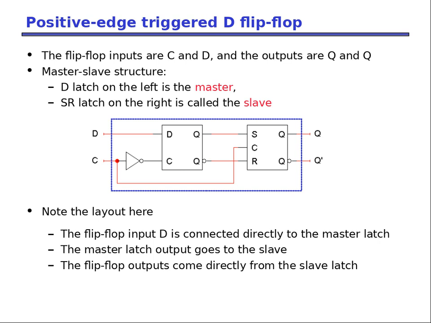The reason for that is that the D latch is the master, and the D latch drives, or tells, the slave latch, the controlled SR latch, what its value is going to be next.